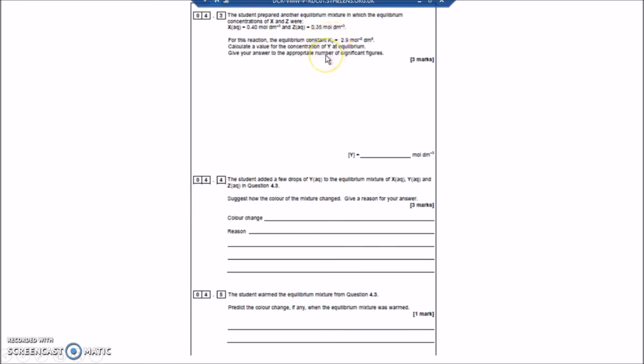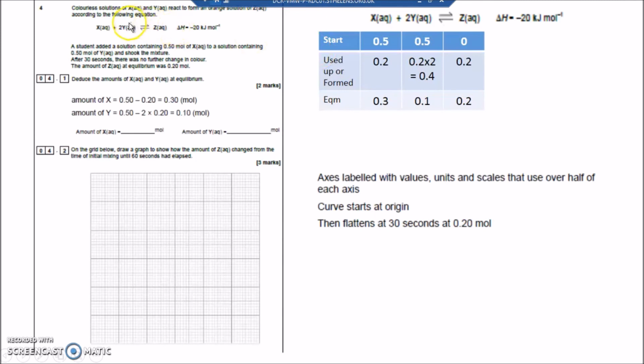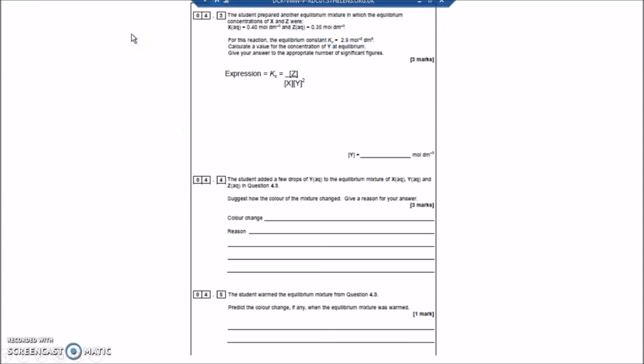If you're given an equilibrium constant, you need to first of all write an expression for the equilibrium. The expression for the equilibrium constant is Kc equals the concentration of Z divided by the concentration of X divided by the concentration of Y to the power 2. So it's going to look like this.